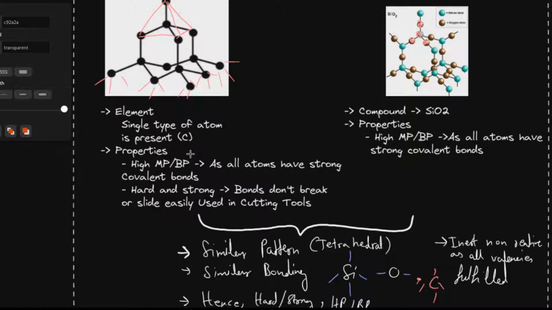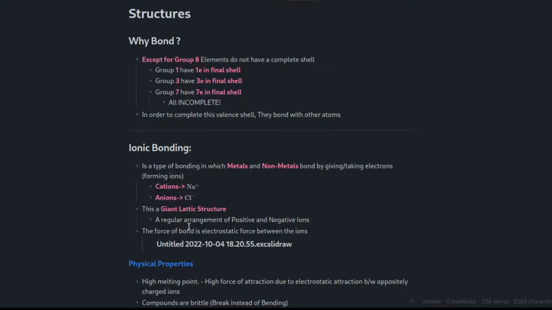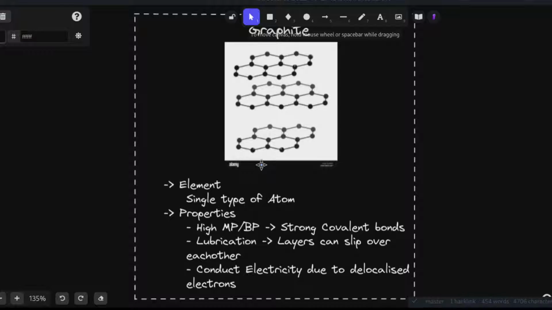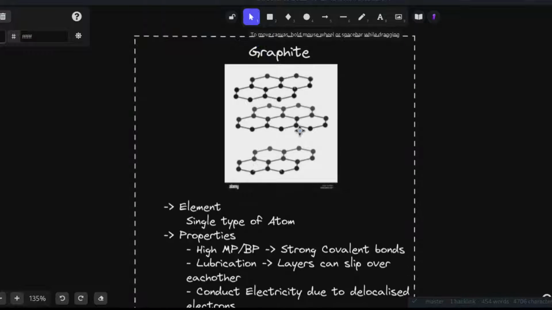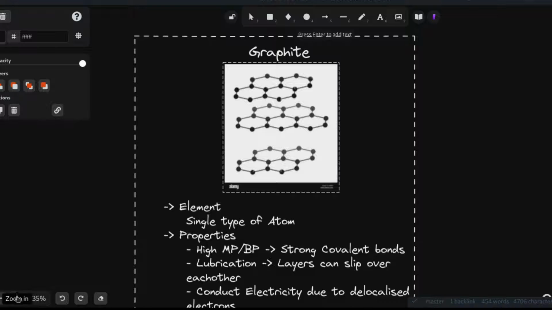Let's continue onwards into the final giant covalent structure that is in your syllabus, and that is known as graphite. If my software can properly load, I will show you graphite. Now, graphite is a very special type of giant covalent structure. This is the pattern, and as you can see, it has quite a unique structure as well. Let me just lock this down so that it does not get deleted.